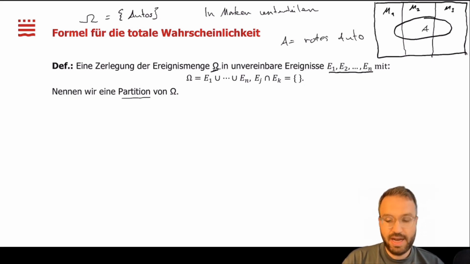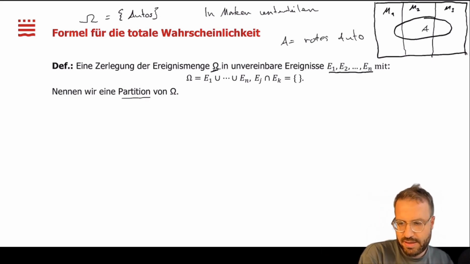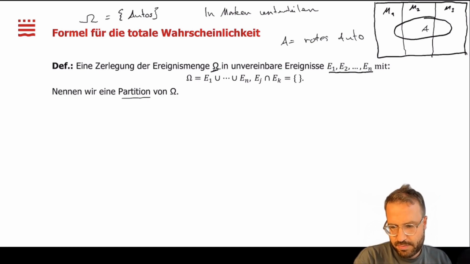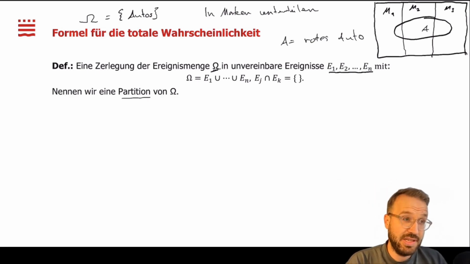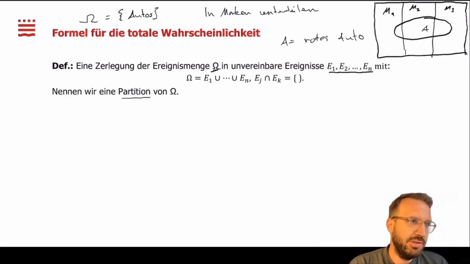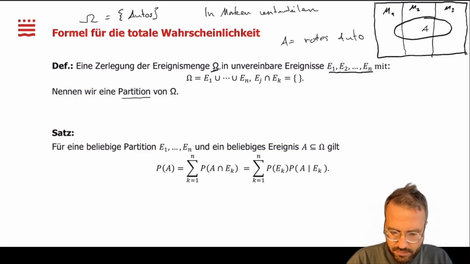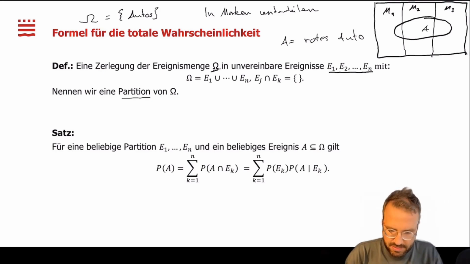And what we can do now is, if we want to calculate P of A, then we can look at P of A intersected with E1, E2, and E3. And in the end, we just need to form the sum. I have drawn the formula here. And then we can take a look at how this relates to our example.